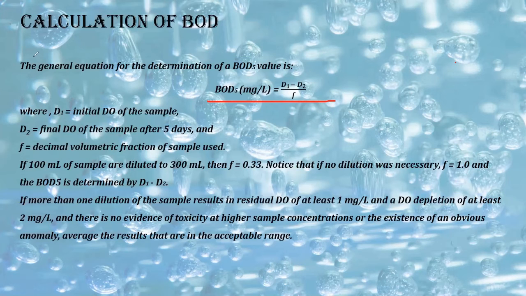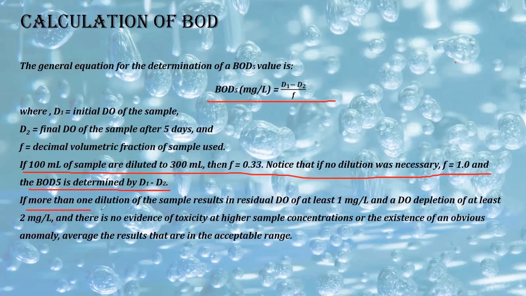If 100 ml of sample is diluted to 300 ml, then F is 0.33. Note that if no dilution is necessary, F is 1 and the BOD is determined by D1 and D5. So if there is no dilution, there is no need to take F. If there is dilution, we need to take F.